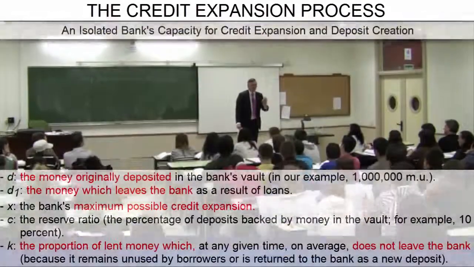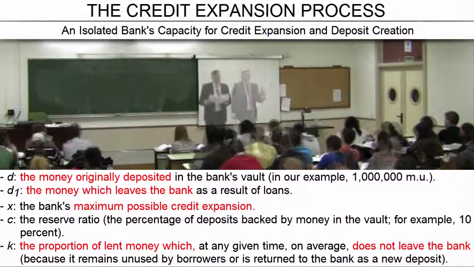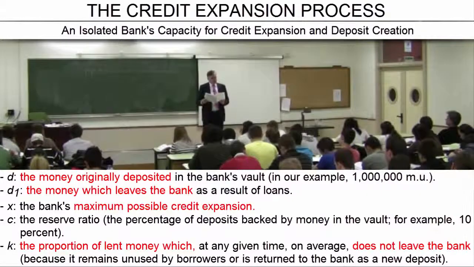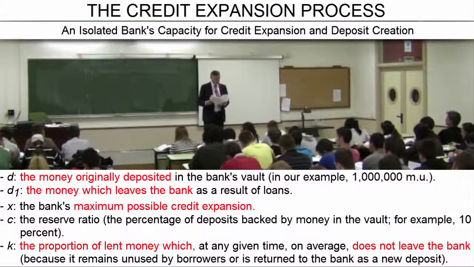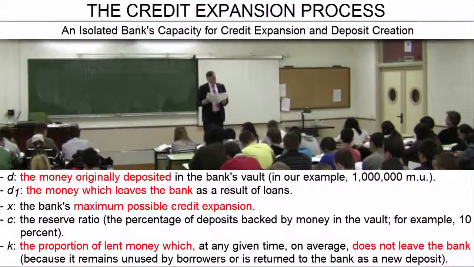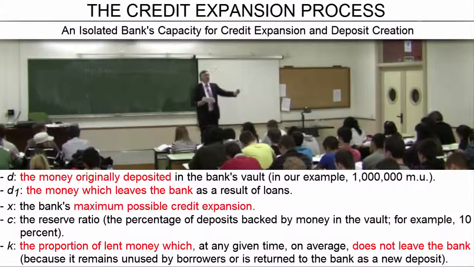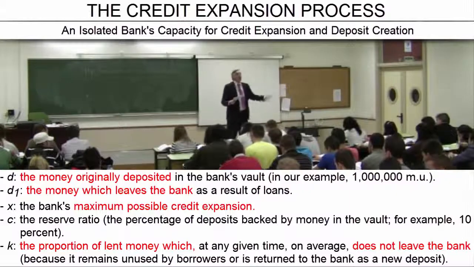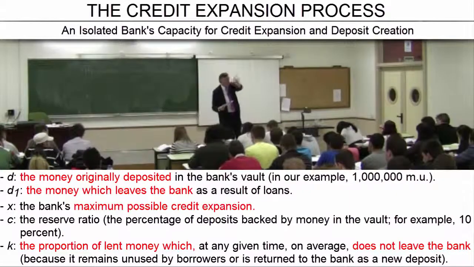What are D and D1? They are the original deposits, while X is credit expansion. E is the reserve ratio, which we are supposing in these examples is 10%, and K is the proportion of loan funds which, at any particular time, on average, borrowers leave unused. Company Z may not pay out all of the money. It may use only 80% of 900,000, or it may pay out the whole amount.